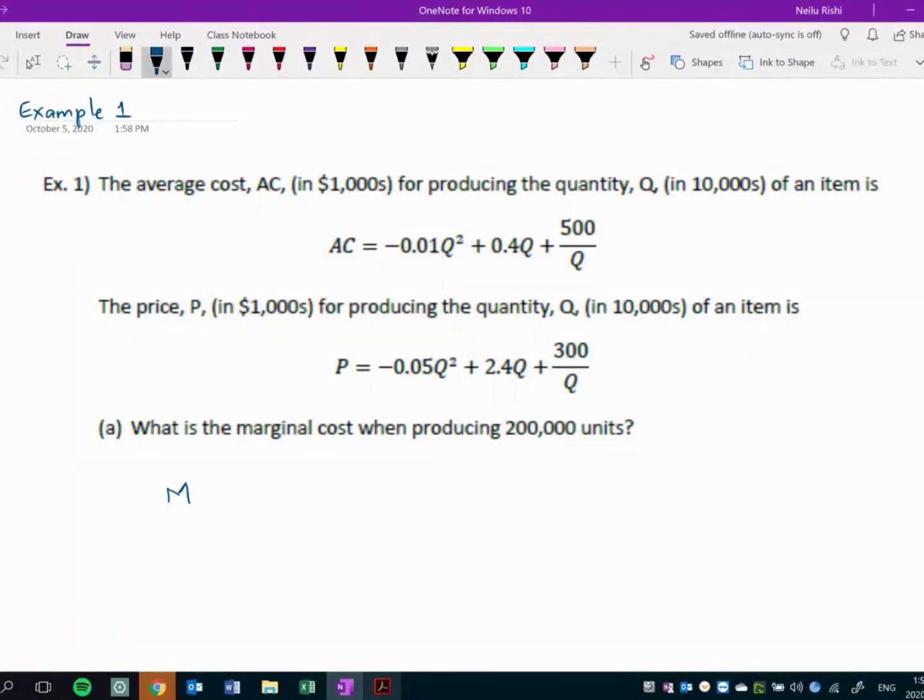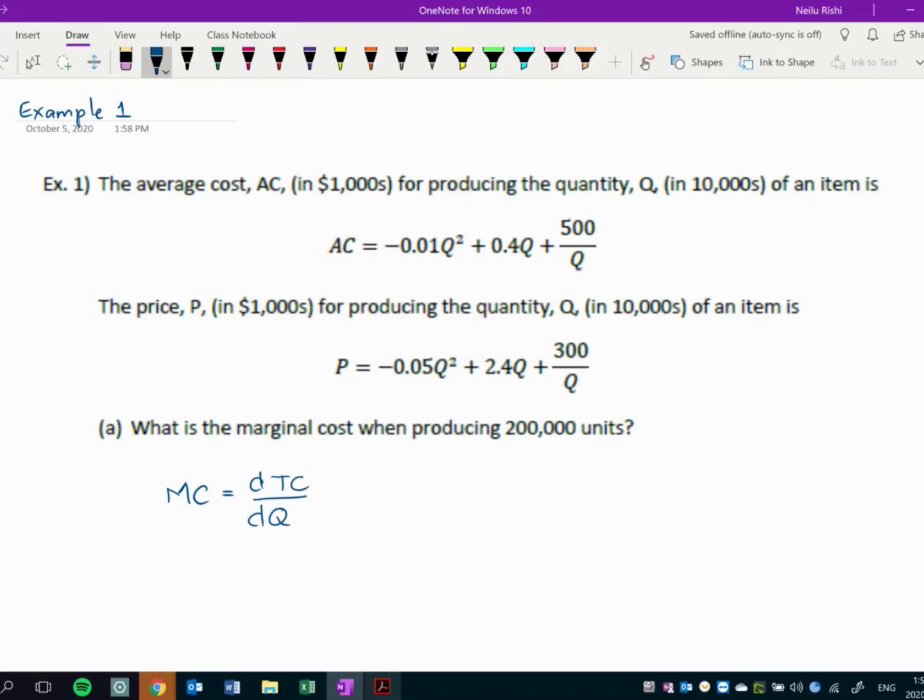Okay, so marginal cost is what? Does anybody want to remind me what marginal cost is? What's a marginal any function? Marginal implies rate of change. That's right. So marginal cost, we're going to be talking about the rate of change of cost with respect to what? With respect to output. So with respect to how much is made.